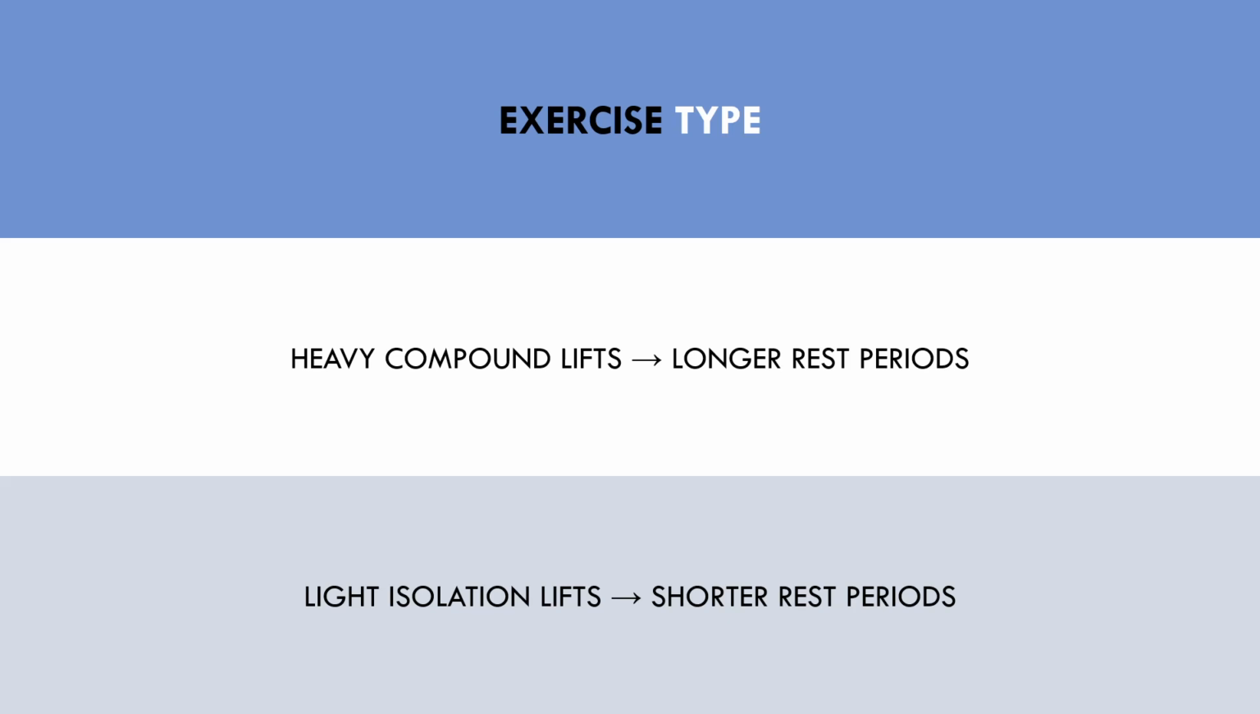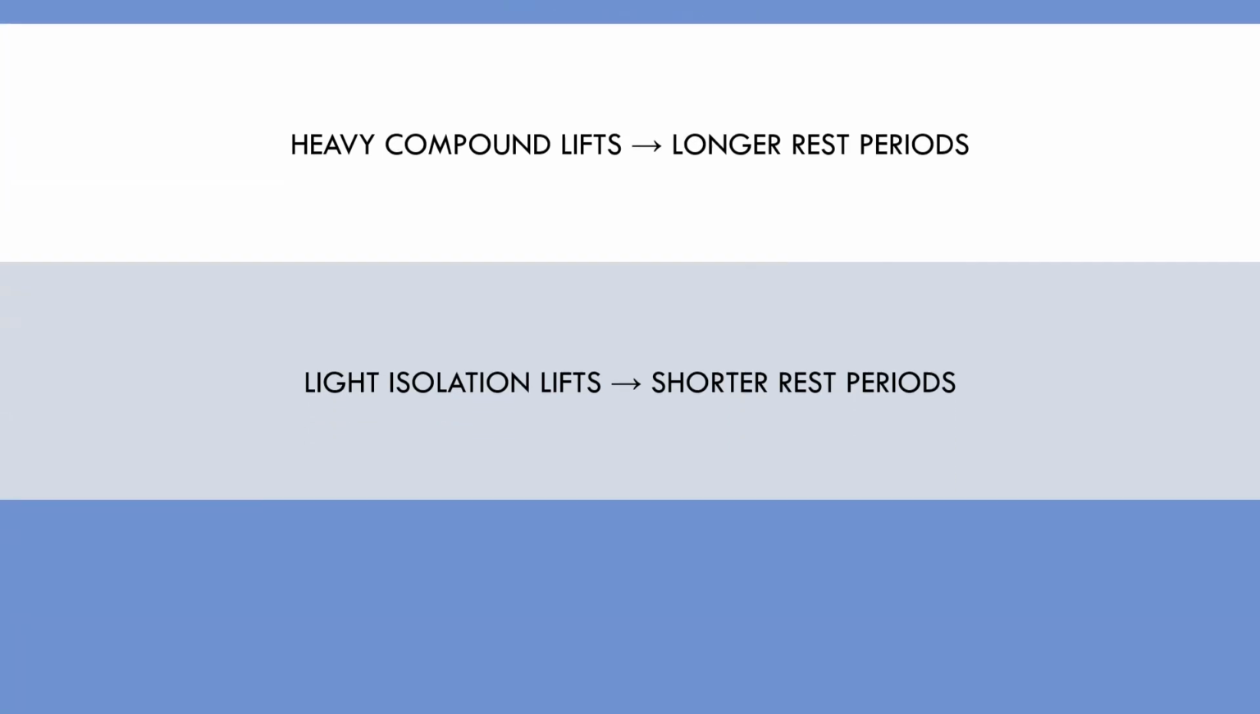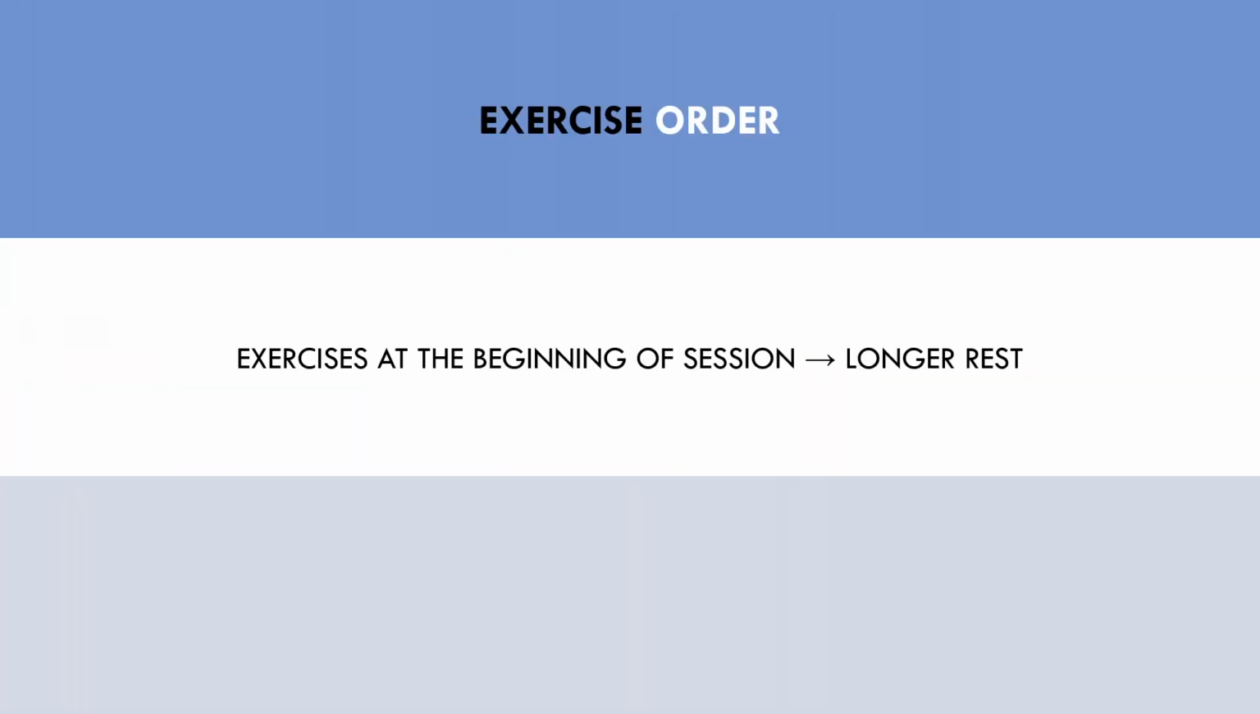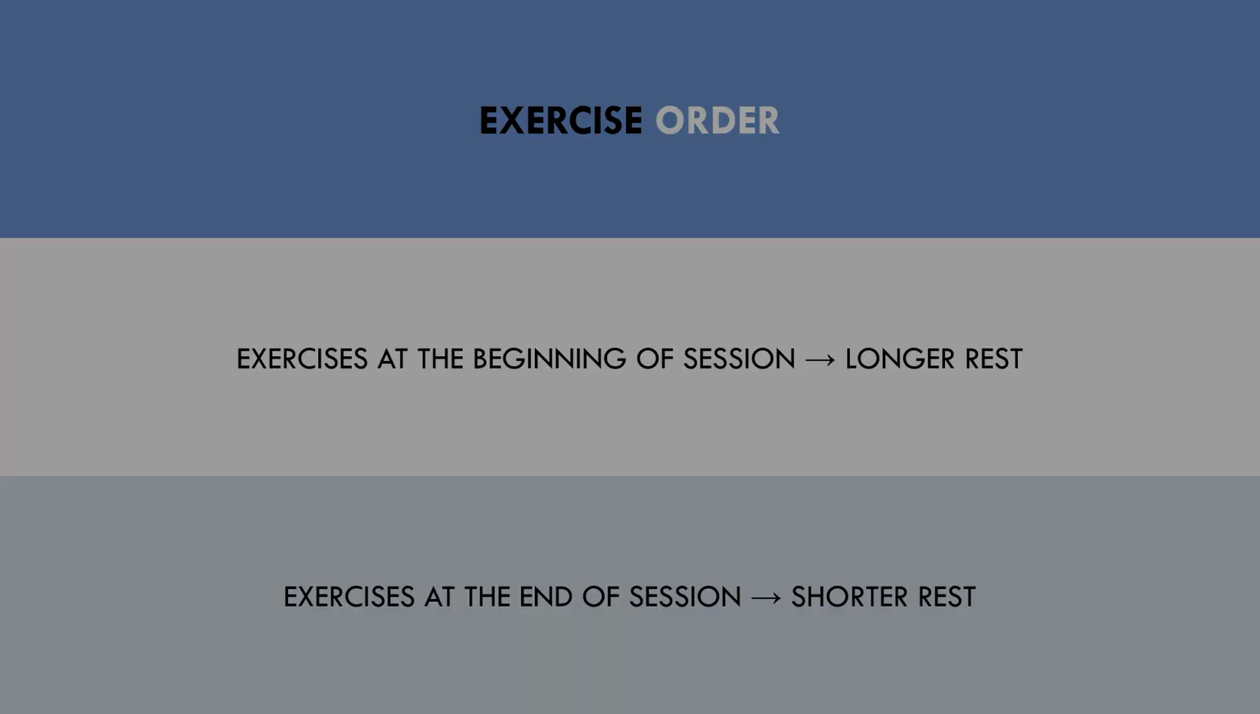The order of the exercises may also influence how long we rest between sets. Generally, the exercises performed earlier in the training session should use longer rest periods so that the muscles aren't excessively metabolically fatigued for the rest of the session. However, the exercises performed last in the training session may use shorter rest periods since there are no additional exercises to perform next. This can maximize mechanical tension earlier in the training session and take advantage of the metabolic stress mechanism for the exercises at the end of the session.